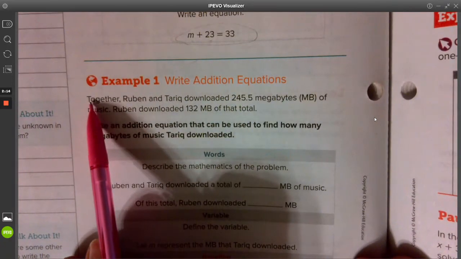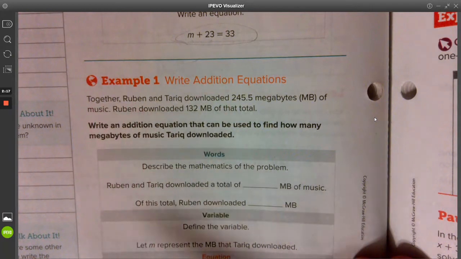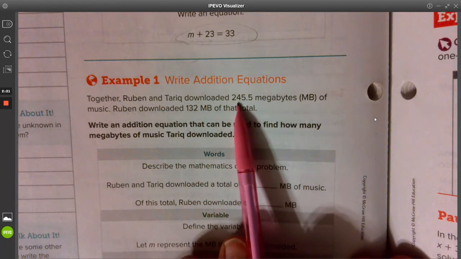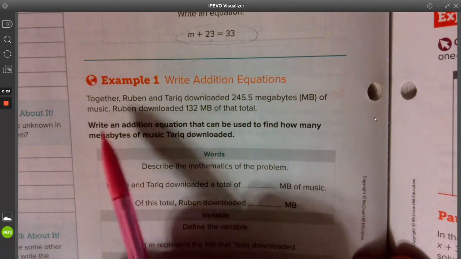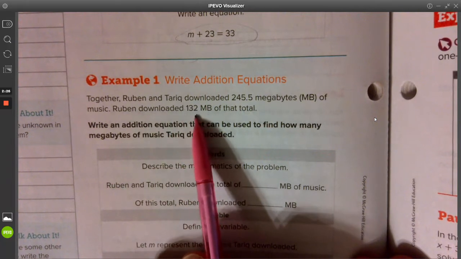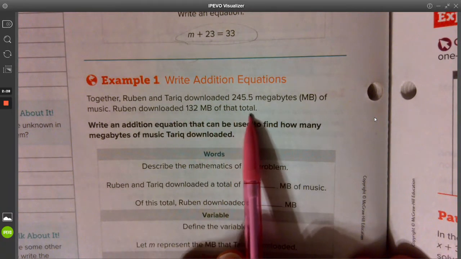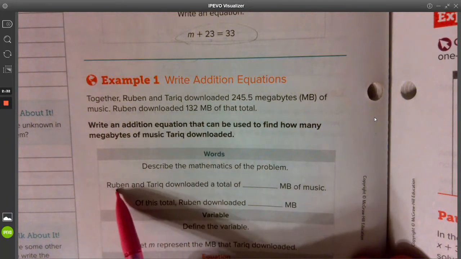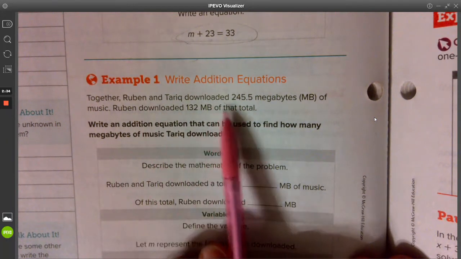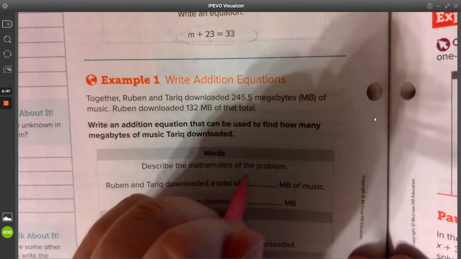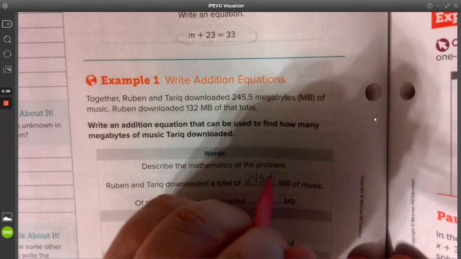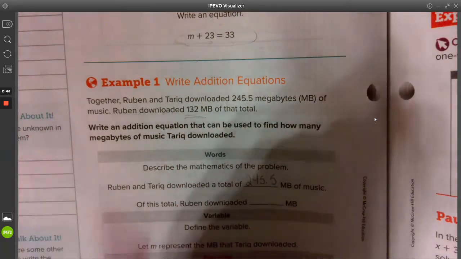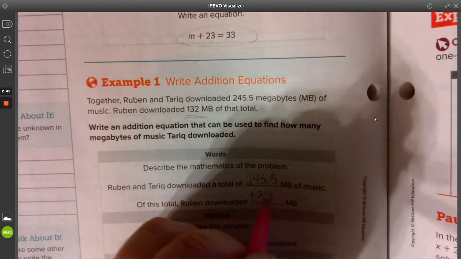Let's move on to an example together, this is on page 342, by the way. Together, Ruben and Tariq downloaded 245.5 megabytes of music. Ruben downloaded 132 megabytes of that total. So first thing we need to do is pull out what's important. Well, we know Ruben and Tariq downloaded a total of 245.5 megabytes of music. Of this total, Ruben downloaded 132 megabytes.